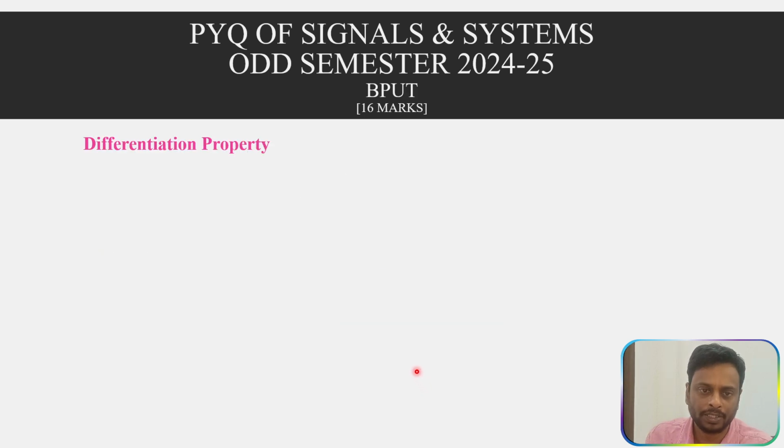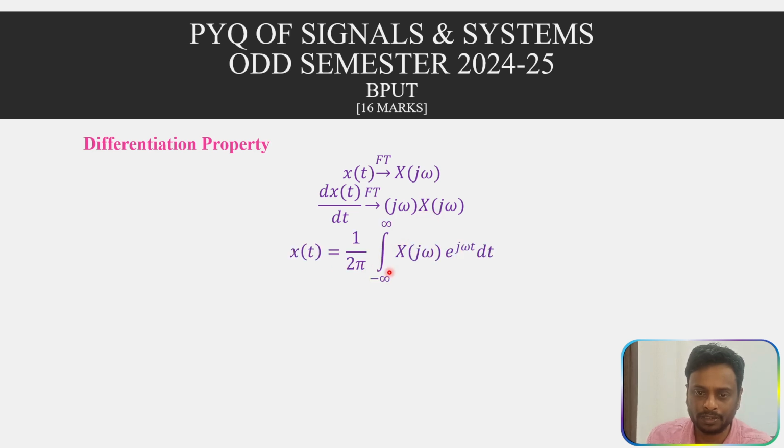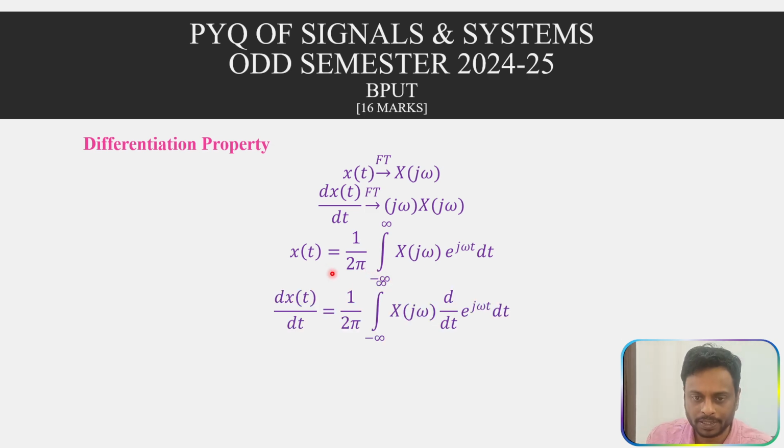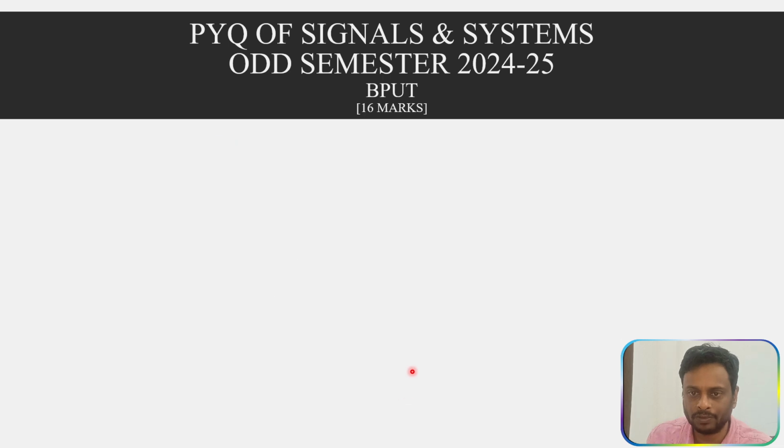Next, the differentiation property. For x of t with Fourier transform X of j omega, dx of t by dt has the Fourier transform j omega into X of j omega. This is the inverse Fourier transform of x of t. If you differentiate it, it will be 1 upon 2 pi, X of j omega into, differentiating d by dt of e to the j omega t, e to the j omega t into j omega. So this is the Fourier transform.